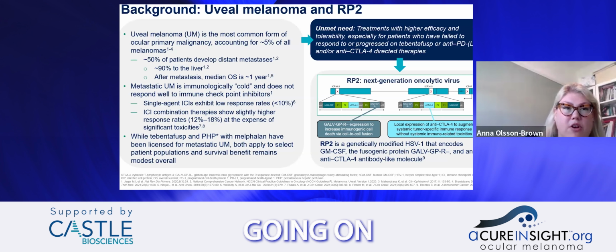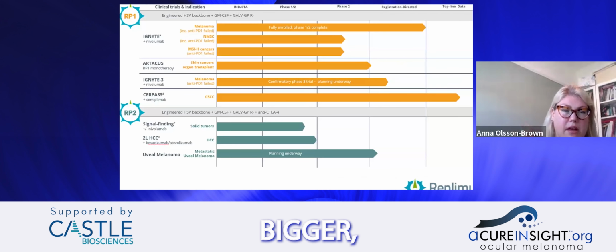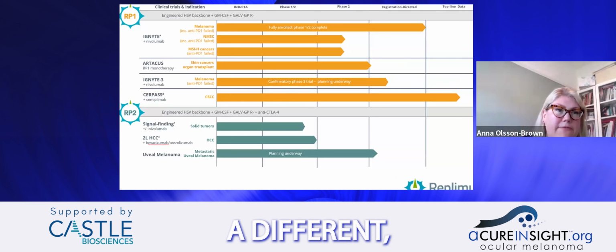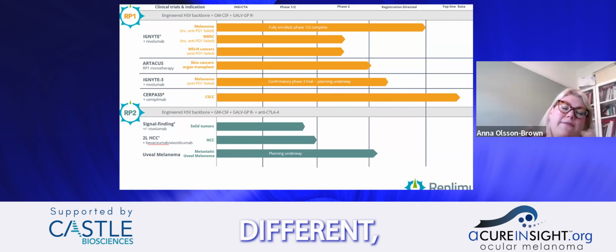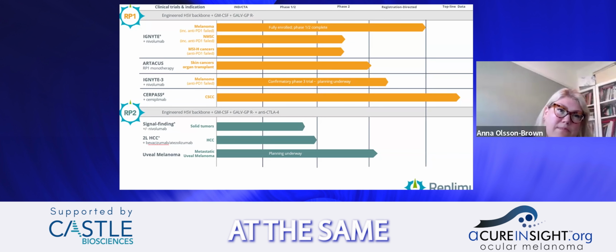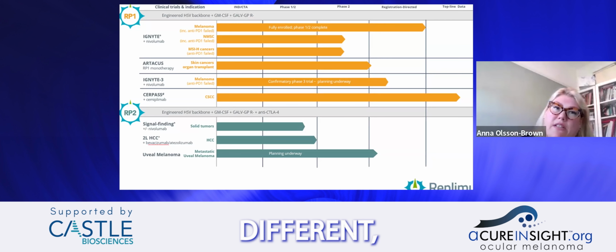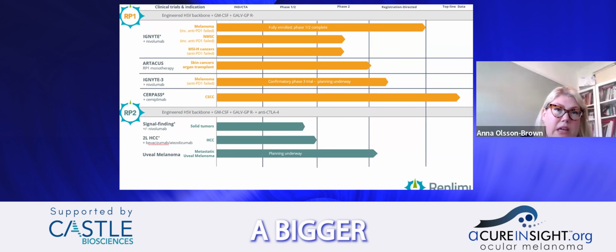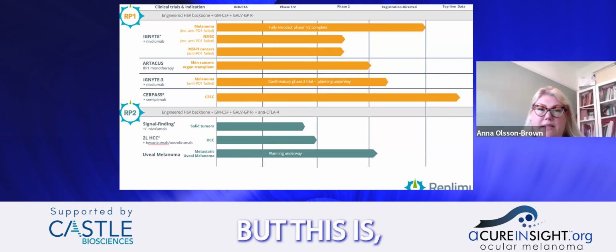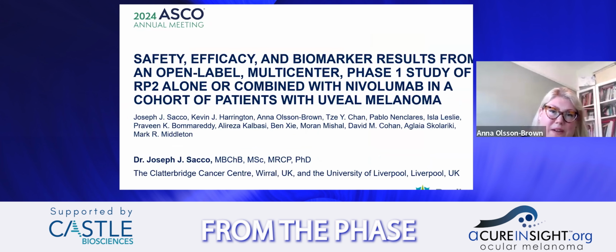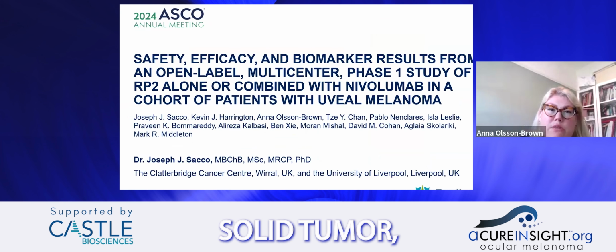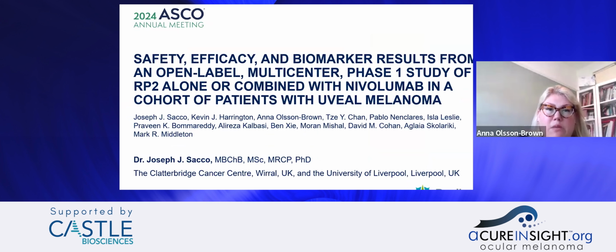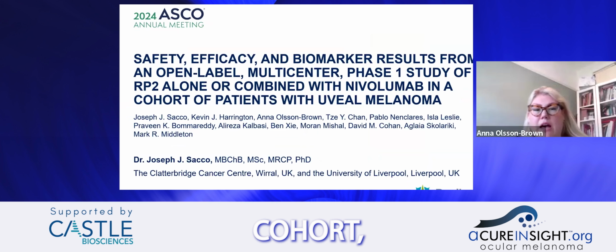This is going on to form part of a bigger body of work that Replimune are undertaking with different oncolytic viruses, different versions of the same base, looking in various different settings. There is planning underway to do a bigger uveal melanoma study. But this is the data from the phase 1 trial, which was a solid tumour trial, and we were going to look specifically at the uveal melanoma cohort within that trial.